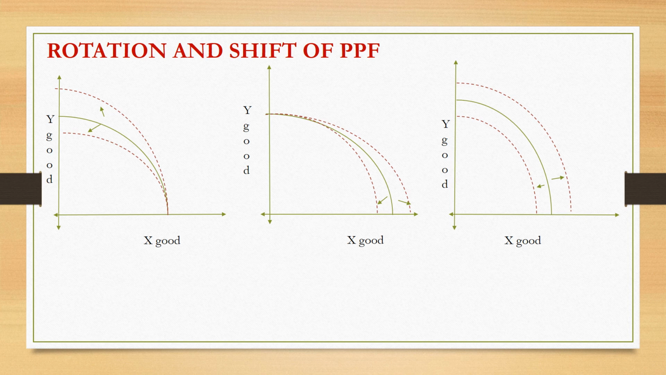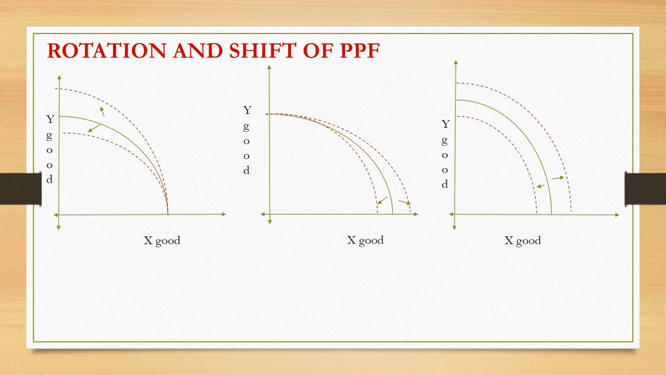Similarly, the second diagram shows that a particular technique affects the production of good X but not good Y. So whenever there is upgradation of technology that leads to an increase in the production of good X only, then the curve will rotate anti-clockwise, that is, upward. And when there is degradation of technology that results in a decrease in production of good X only, then the curve will rotate inward.